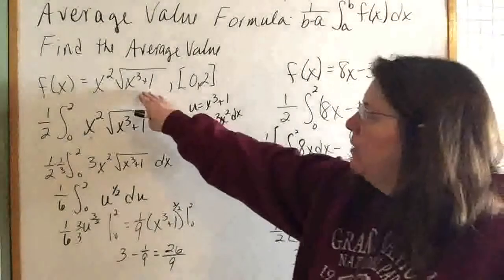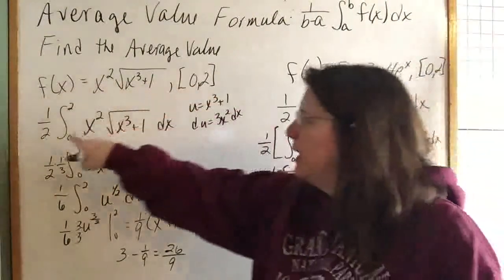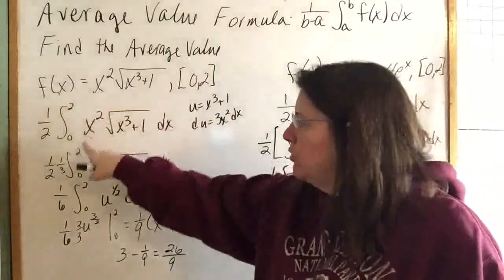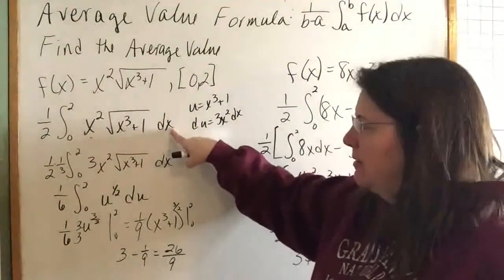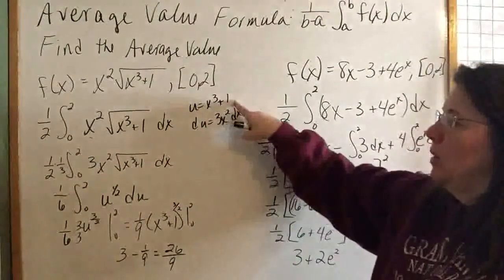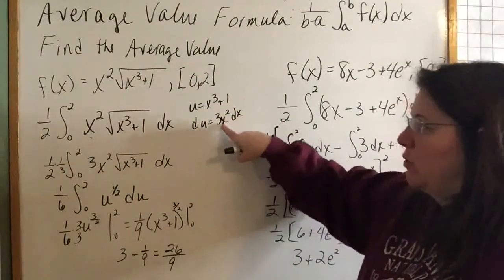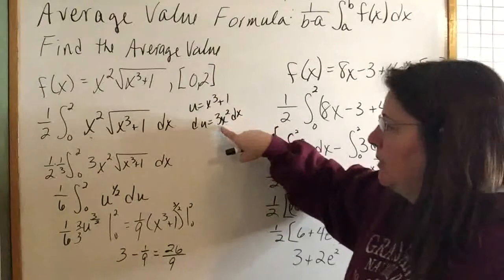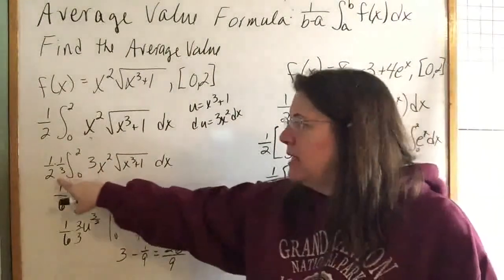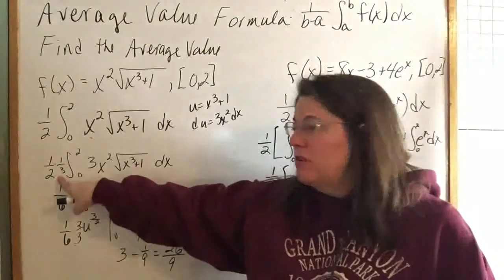To set this one up, 1 over b minus a would be 1/2. The integral from 0 to 2 of the original function. We tag a dx there. I used u substitution here. My u was x cubed plus 1. The du then would be 3x squared dx. Knowing that this needs a 3, I put a 3 in front here and then tag the 1/3 on the outside so I didn't change its value.